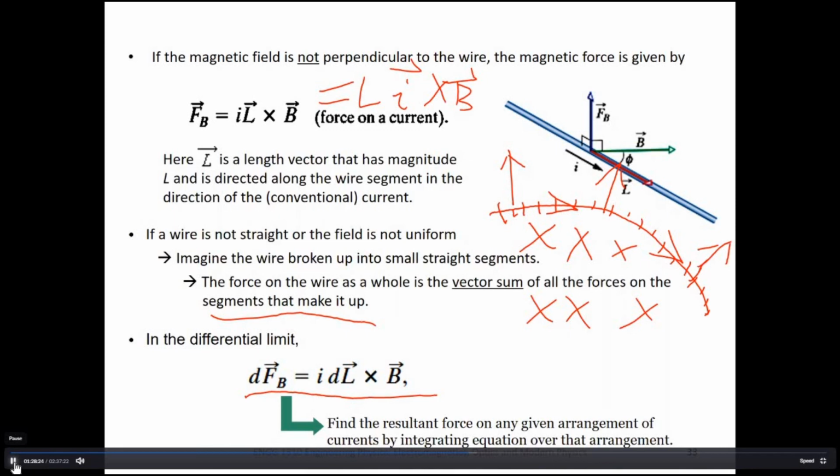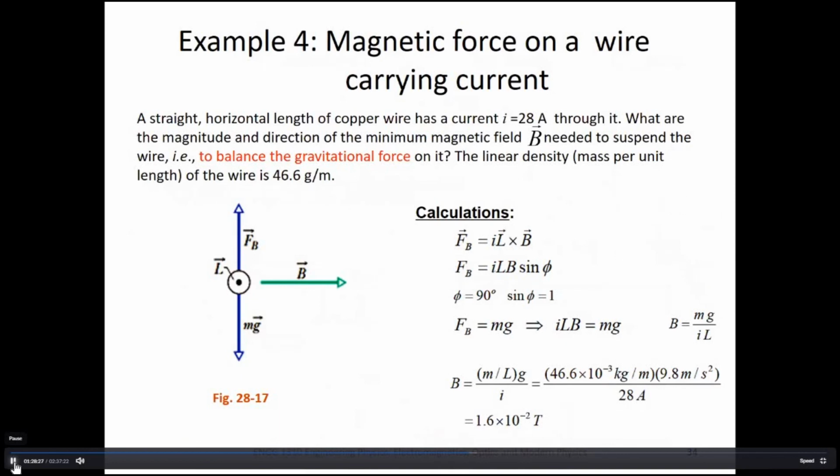Okay, so there is an example here: the magnetic force on a wire carrying current. A straight horizontal length of copper wire has a current, and what are the magnitude and the direction of the minimum magnetic field B needed to suspend the wire, which means to balance the gravitational force on it? The linear density of the wire is given. We have the wire pointing toward us, so we see only a point.